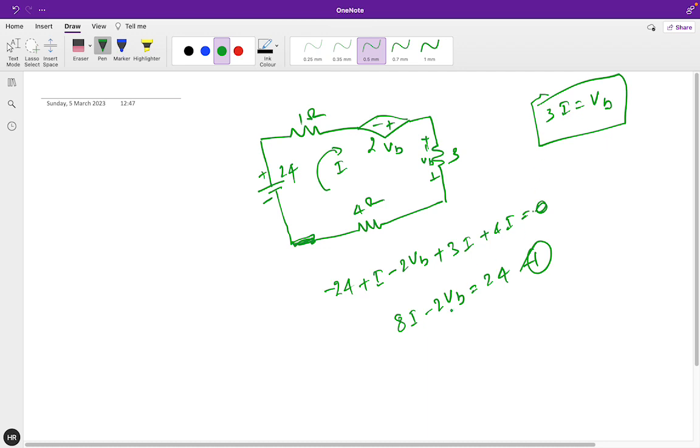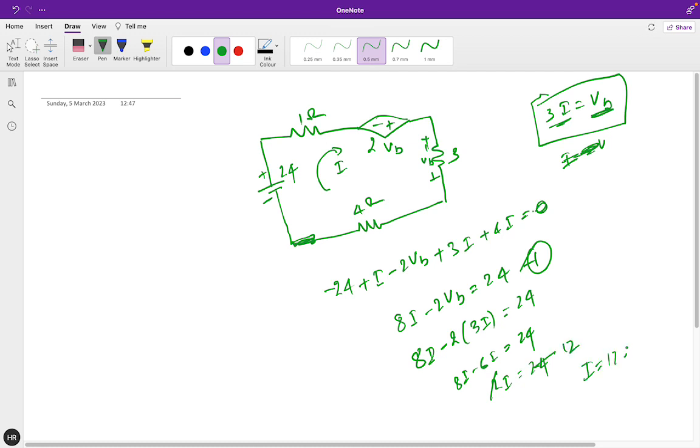So what is the relation between I and VB? VB is equal to 3I. You need to find the value of the current now. So 8I minus 2, put the value of VB as 3I, equal to 24. 8I minus 6I, 2I equals 24, I is equal to 12 ampere. Right? So the answer will be B.